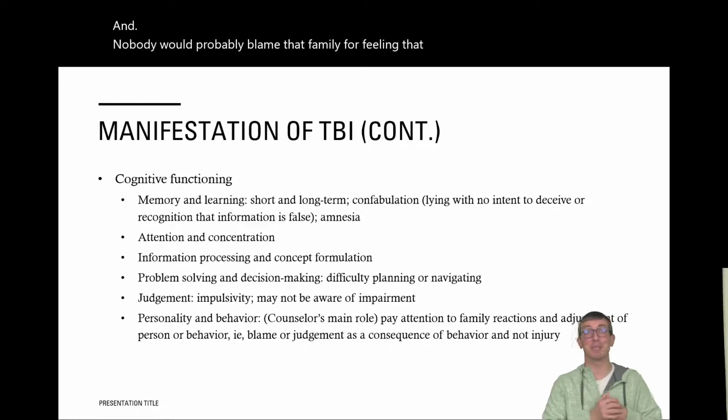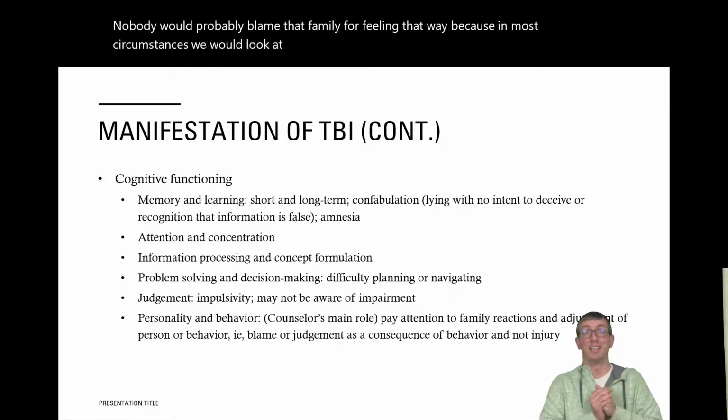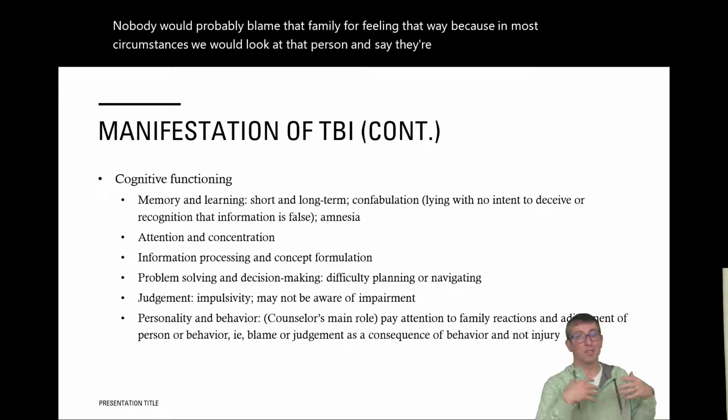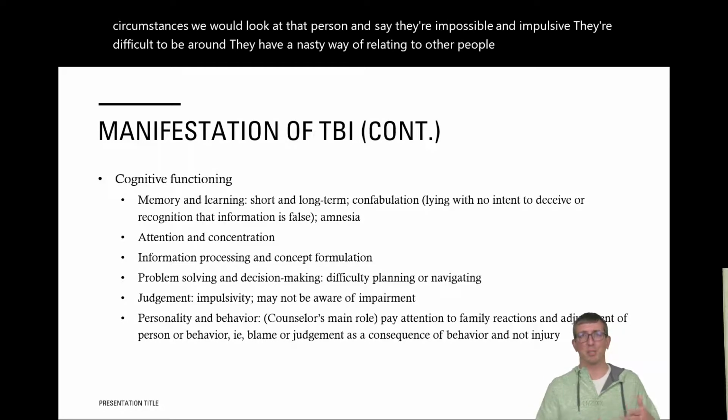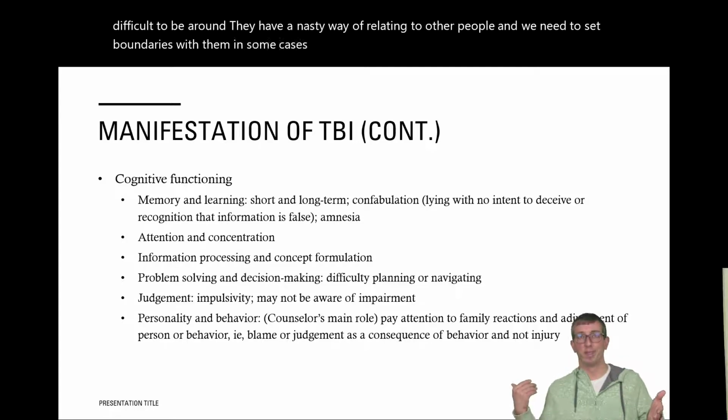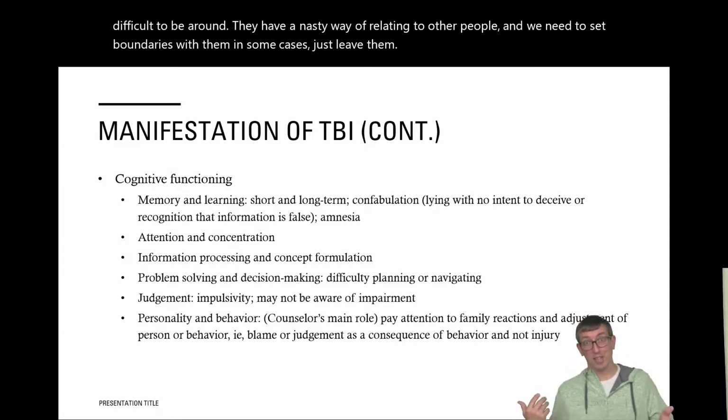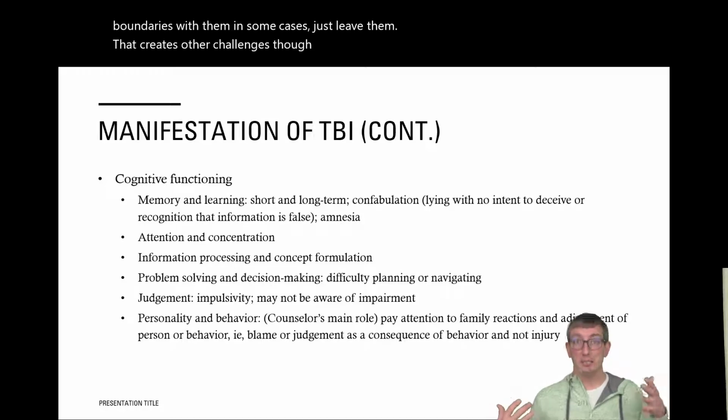Because in most circumstances, we would look at that person and say, they're impulsive, they're difficult to be around, they have a nasty way of relating to other people, and we need to set boundaries with them, and in some cases just leave them. That creates other challenges though, right? You can imagine how this gets messy really fast.